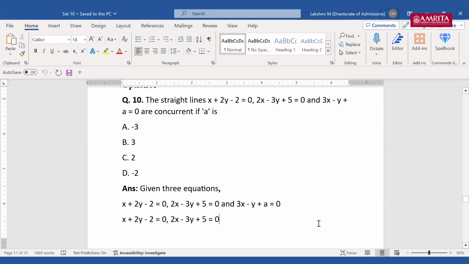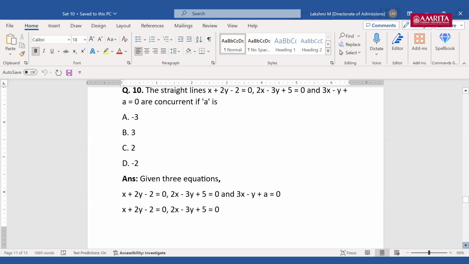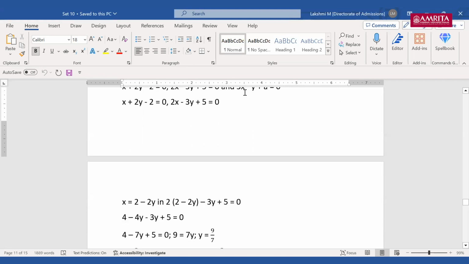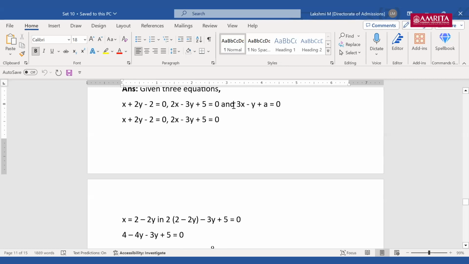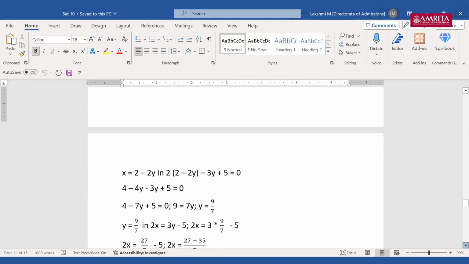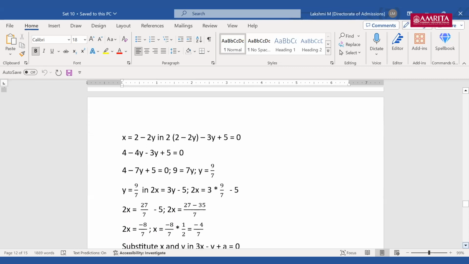This is actually a very simple question to find out. The three straight lines x plus 2y minus 2 equal to 0, 2x minus 3y plus 5 equal to 0, and 3x minus y plus a equal to 0 are concurrent if a is. So if this is concurrent, you can substitute for the values, find out x, y, substitute it in the other equation, that is 3x minus y plus a equal to 0, and find out the value of a. Here I have substituted 2 minus 2y in one equation, I got the value of y. That I have substituted in another equation and I got the value of x.